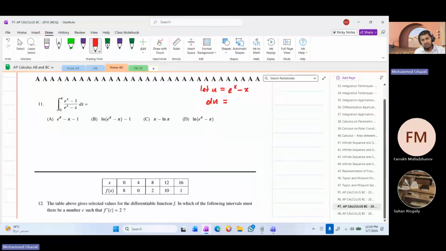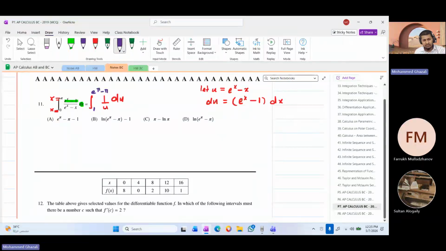So du is equal to? e to the x minus 1. Does e to the power x minus 1 exist in our integral? Yes. e to the power x minus 1 dx is du. So it's 1 over u du. Let's change the limits. These are x values, so let's change them to u values. If the x value is 0, e to the power 0 minus 0 is 1. If the x value is pi, you'll have e to the power pi minus pi. Those are the values on the integral.